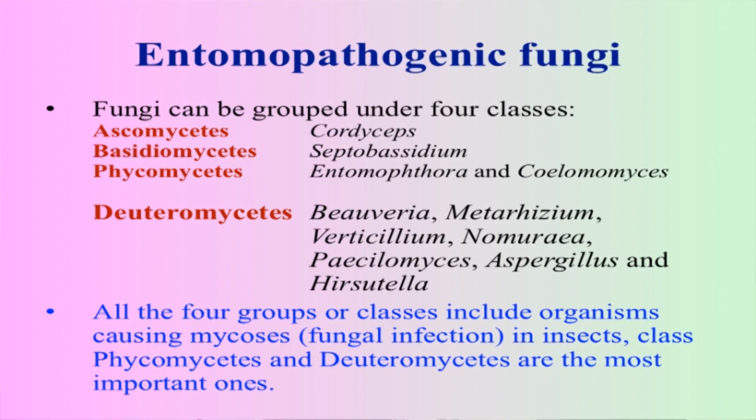In the case of entomopathogenic fungi, more than 700 species of fungi are known which infect insects. So, these are entomopathogenic fungi. Out of these 4 groups of fungus, the group associated with entomopathogenic activity, which we can multiply, is the deuteromycetes. In this group, commercialized products are already available, like Beauveria, Metarhizium, Verticillium, Nomuraea, Paecilomyces, Aspergillus, and Hirsutella.